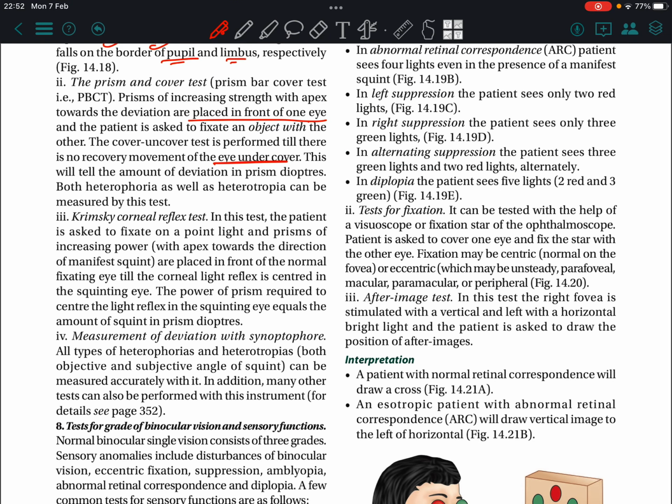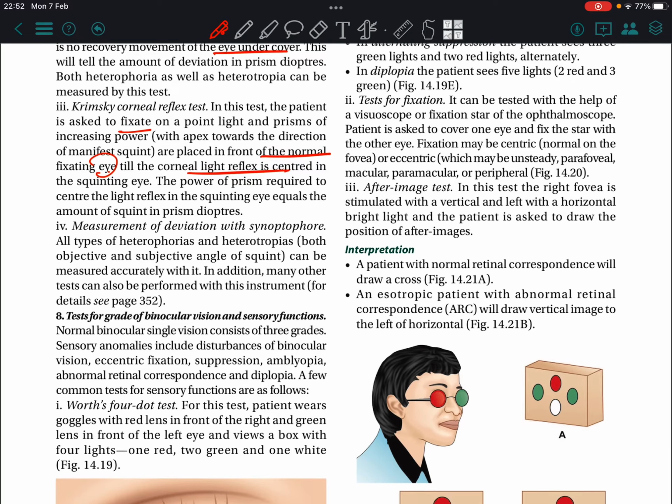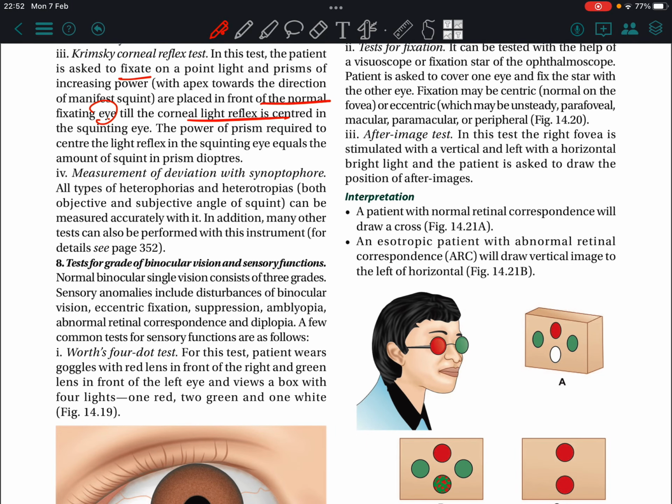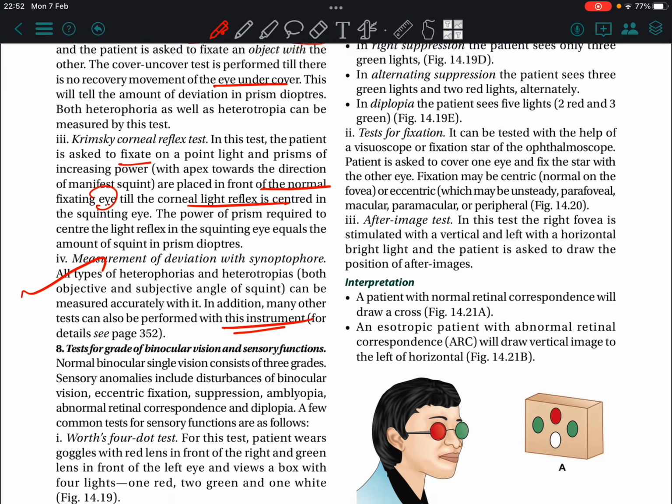Krimsky corneal reflex: in this test, the patient is asked to fixate on a point of light, and prisms of increasing power are placed in front of the normal fixating eye till the corneal light reflex is centered in the squinting eye. Measurement of deviation with synoptophore: all types of heterophorias and heterotropias can be measured accurately with it. In addition, many other tests can also be performed with this instrument. Tests for grade of binocular vision and sensory function.